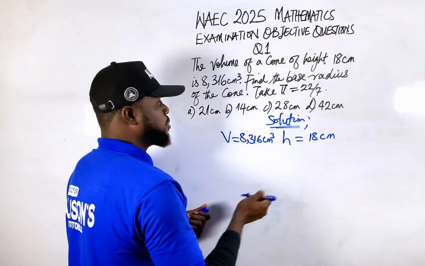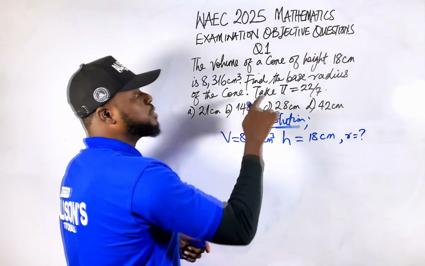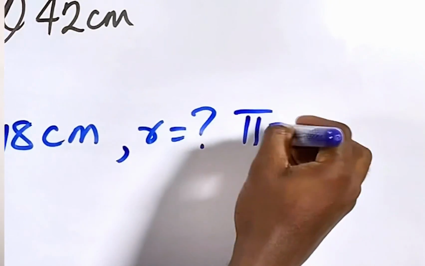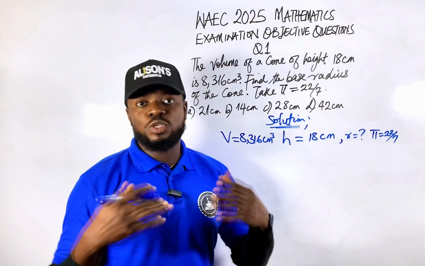Find the base radius. So now they say you should find the base radius of the cone. They even say you should take pi to be 22/7. They give you everything you need to pass.